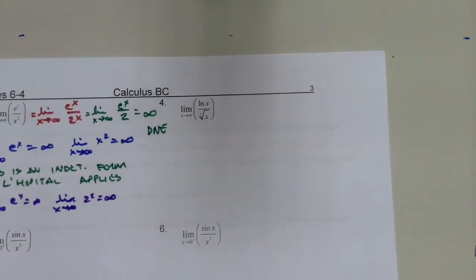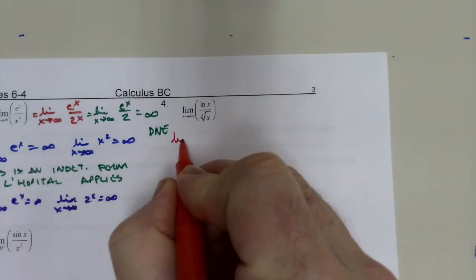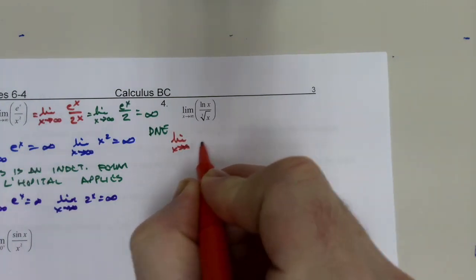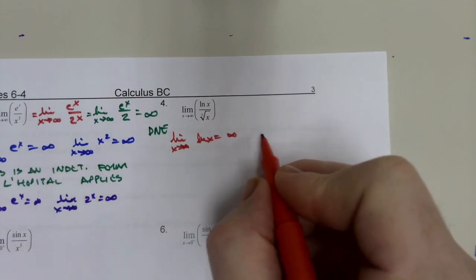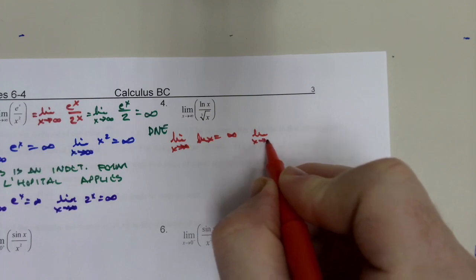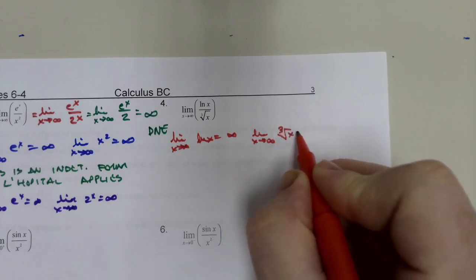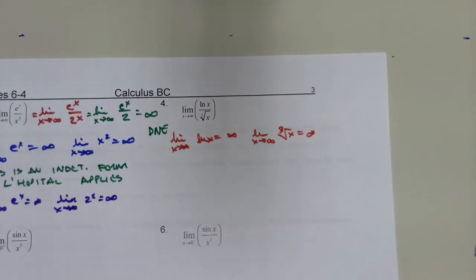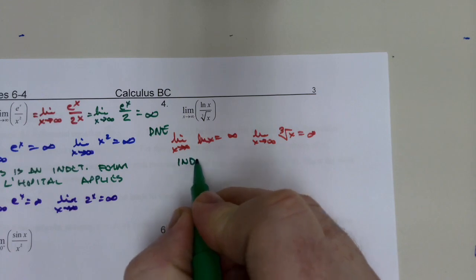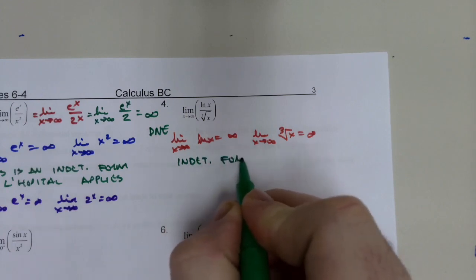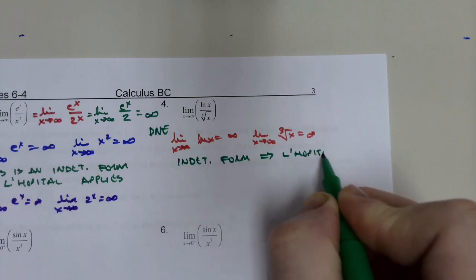Let's take a look at our next one. When we evaluate the limit as x goes to infinity of the natural log of x, that will be infinity. The limit as x goes to infinity of the cube root of x is also infinity. This is an indeterminate form. Therefore, our L'Hopital will apply.